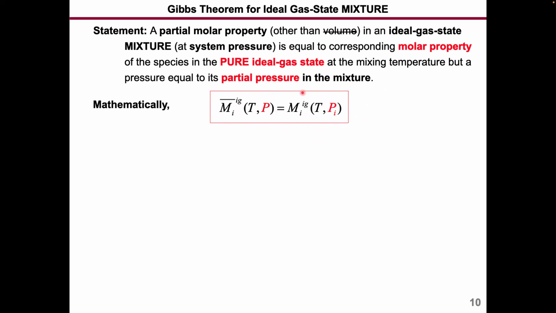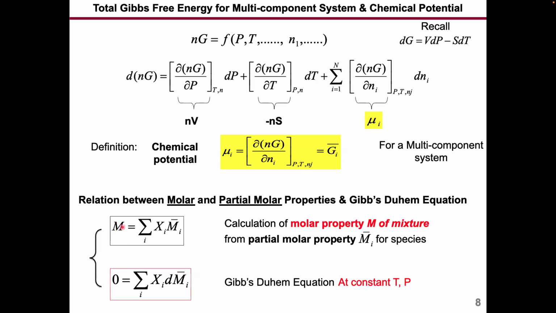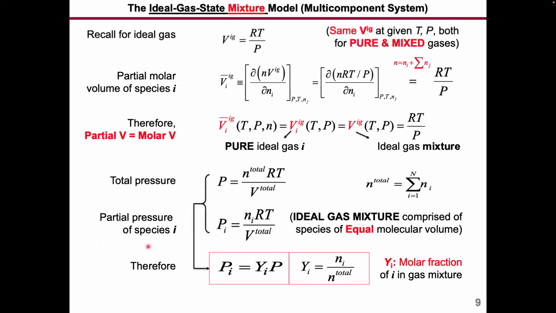Okay, so this is important so that we can go back to the equation, right? We have an equation correlating mixture property with partial molar property, and then we can use Gibbs theorem to convert this partial molar property to pure species molar property, but at a different pressure, right? Pure species molar properties are usually given, people already measured them for you, so that we can use those to calculate the mixture property. Okay, so that's what we are going to do.